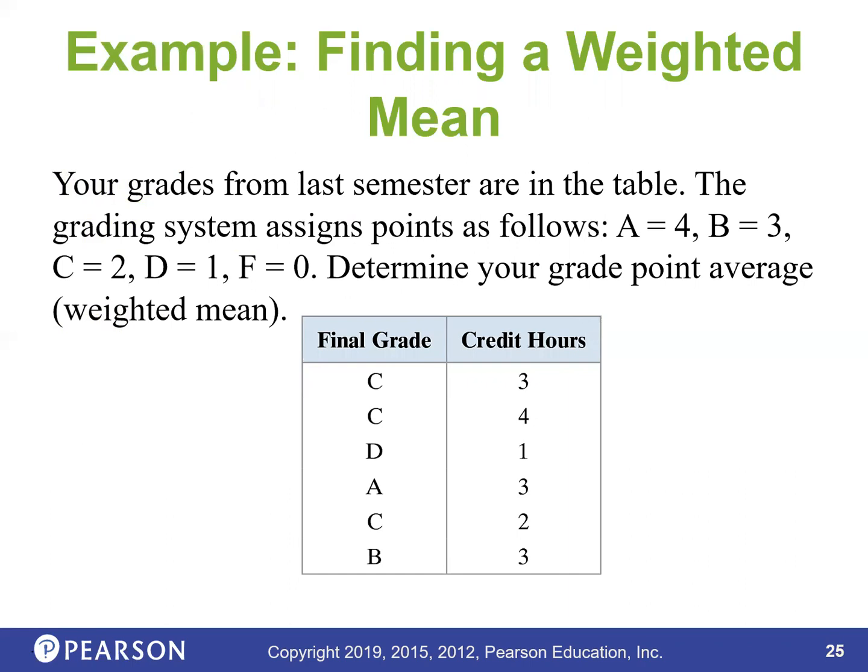So here it is. Your final grades are given, and your credit hours. So it looks like you got a C in a 3 unit class. You got another C in a 4 unit class. You got a D in a 1 unit P class that you didn't care about. Seriously, who wants to learn that? Then you got an A in a 3 unit class, then a C in a 2 unit class, and a B in a 3 unit class. Are we good? Okay. Up on top, it tells you the point system assigned.